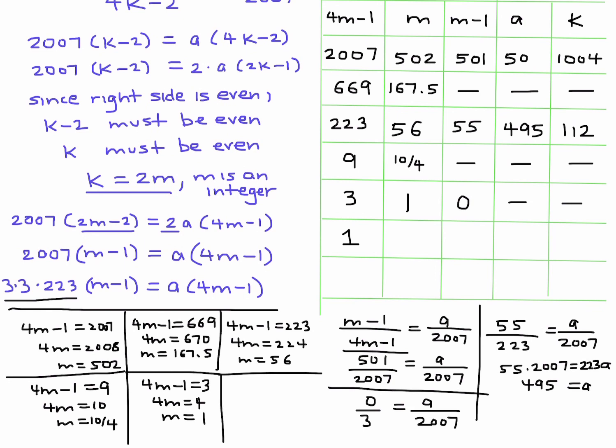We got one more. 4m minus 1 is equal to 1. That means 4m is equal to 2. So m is equal to 2 over 4. And 2 over 4 is not an integer, so this doesn't give us any solutions.